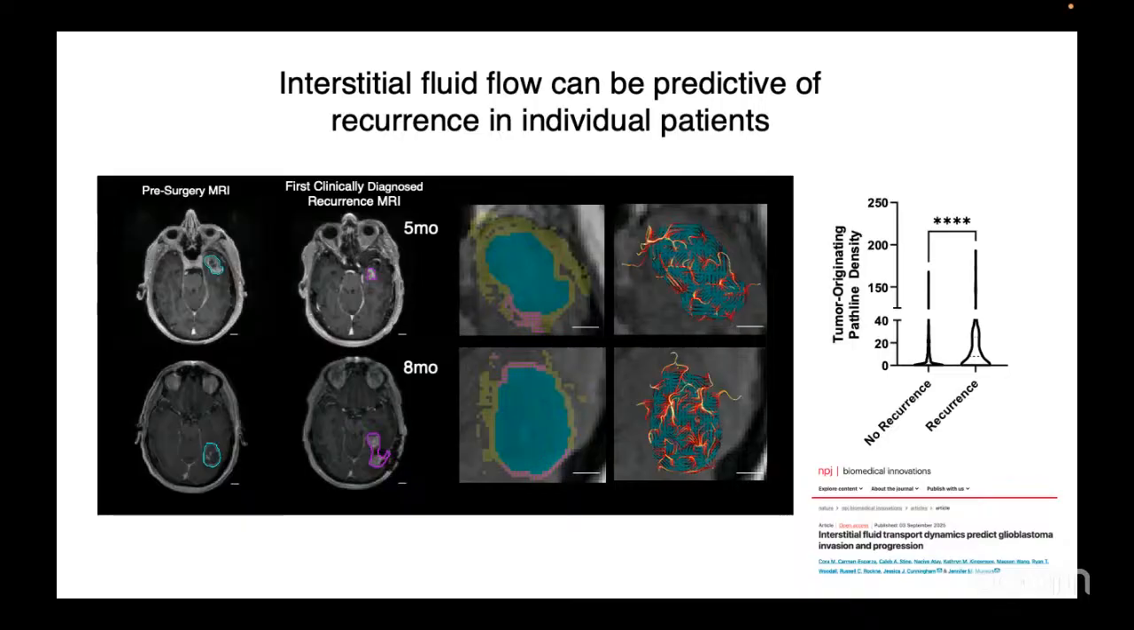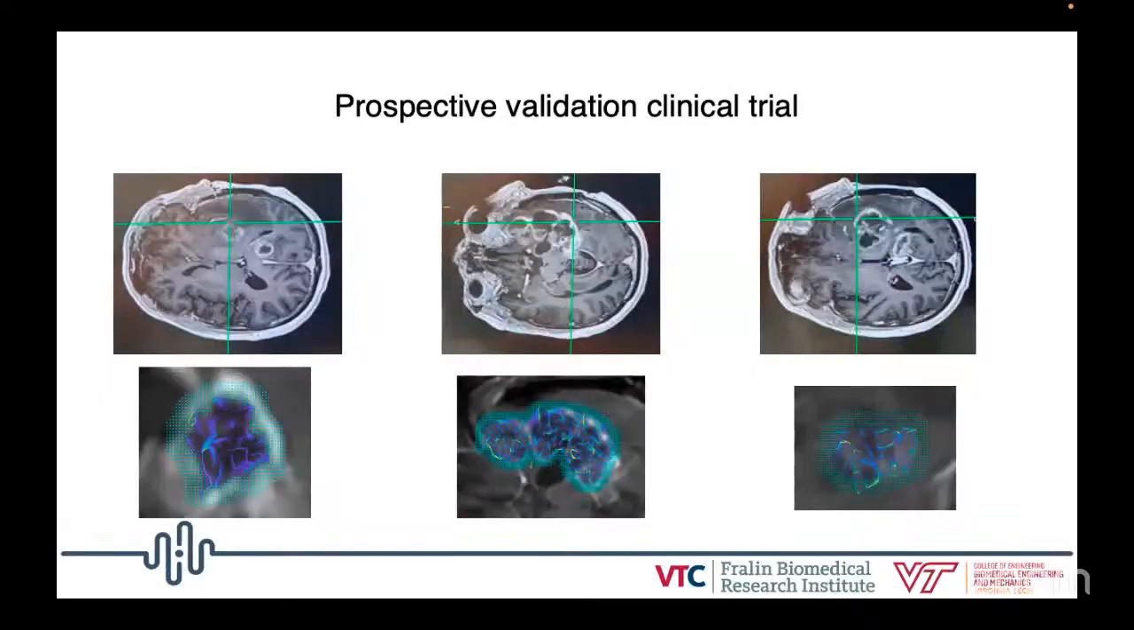So there's a very strong correlation between the pathline density and the location of recurrence or progression. And we're validating this now in a prospective clinical trial. This is a two-site study, one at Virginia Tech and the other site being City of Hope, where we have the surgeon taking screenshots of where the biopsy was taken so it can be localized, and we can correlate that vessel density, flow, and tumor cell concentration with our fluid flow map predictions.